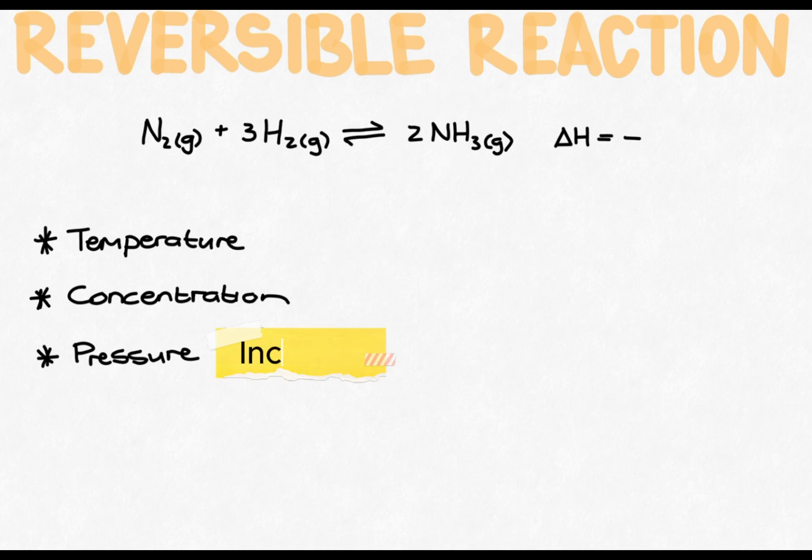Meaning that if I increase the pressure, my forward reaction would be favored as the product has the least amount of gas molecules. And of course, the opposite's true for decreasing the pressure. Then my reverse reaction would be favored because they have more gas molecules. Lastly, we need to know the effects of a catalyst. Now, a catalyst will speed up the reaction, but it would not change the direction of the reaction because both the forward reaction as well as the reverse reaction would be sped up the same amount.